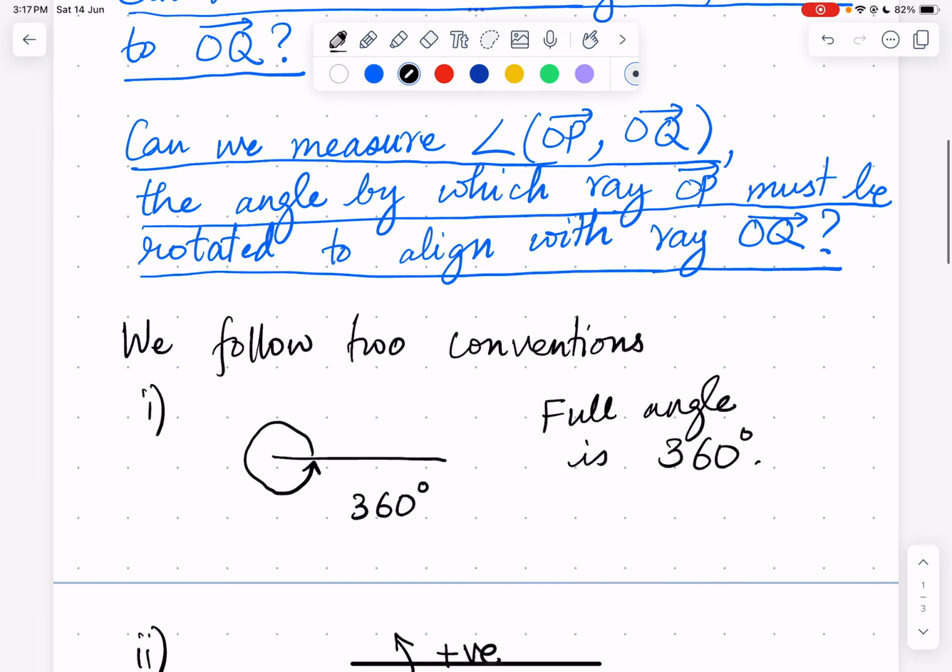So now we are asking, what is the angle from OP to OQ? What is the angle by which ray OP must be rotated to align with ray OQ? So this can be measured using these two conventions. So for example, what is a plus 90 degree angle?